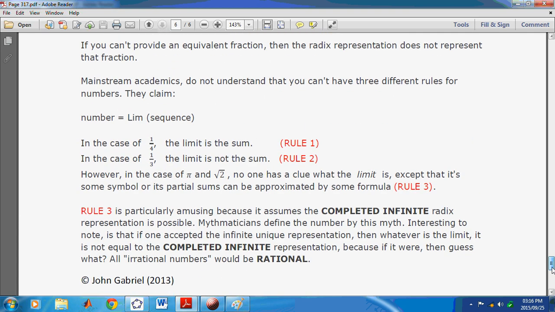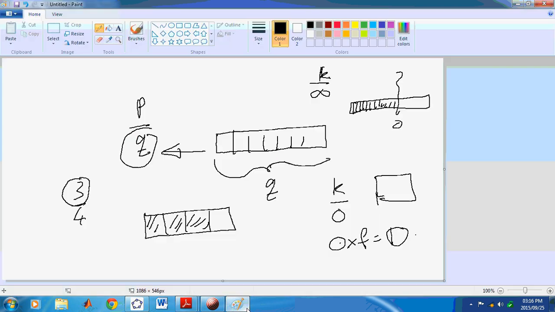Now, in this document here, I really summarize what mainstream academics do. Well, what they have really is that the number is the limit of a particular sequence, and in the case of a quarter, the limit is the sum. So let's call that rule 1. In the case of a third, the limit is not the sum. So I showed you 2 examples here.